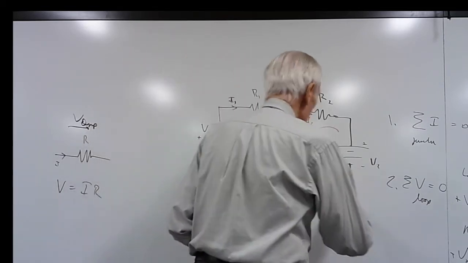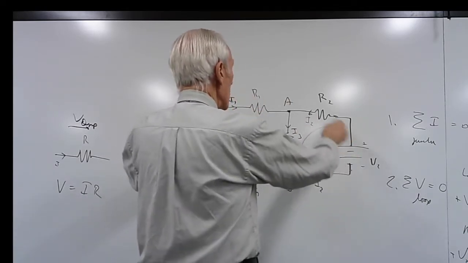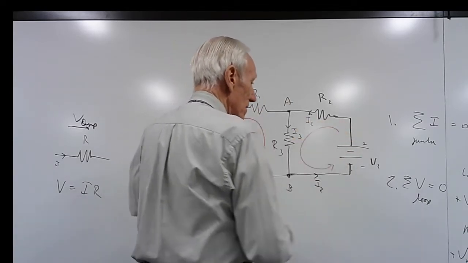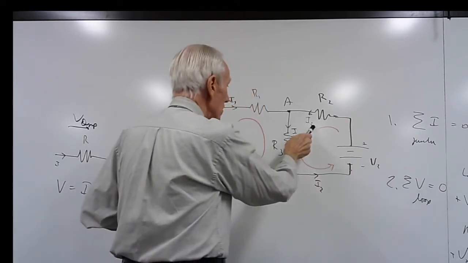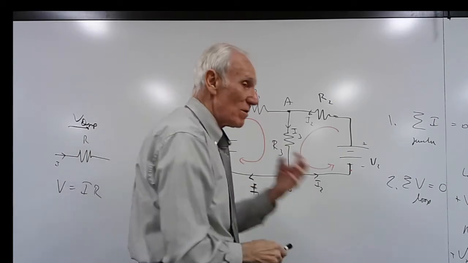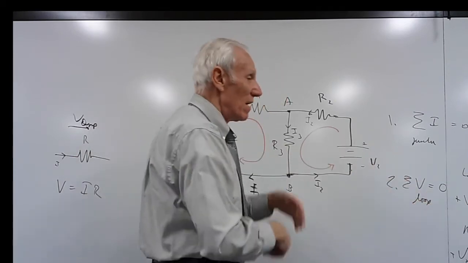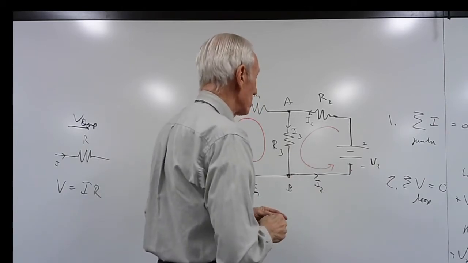And I'm going to do that for the right loop also. I'm going to forget this loop here and look at the currents here. So don't forget, current I2 goes through here and current I3 goes through here. Each branch has its own current. However many things are in that branch in series, they all have the same current.